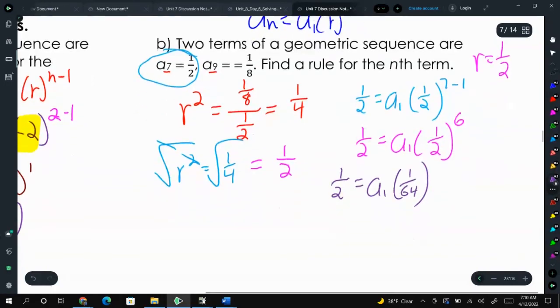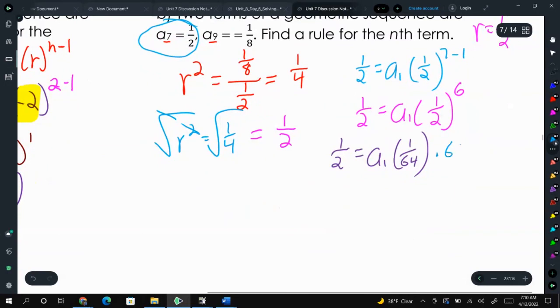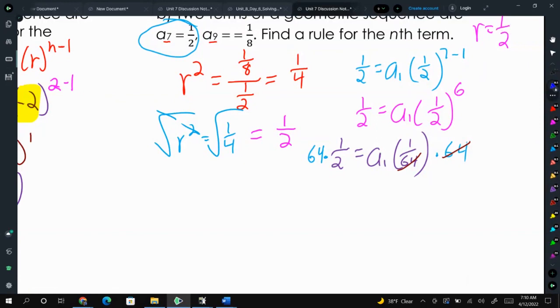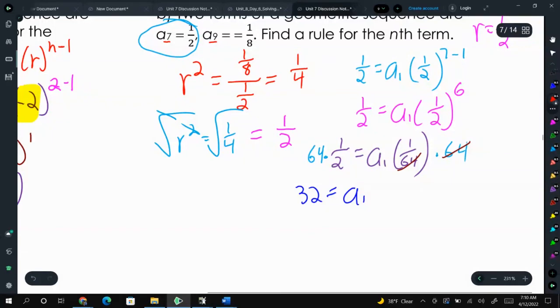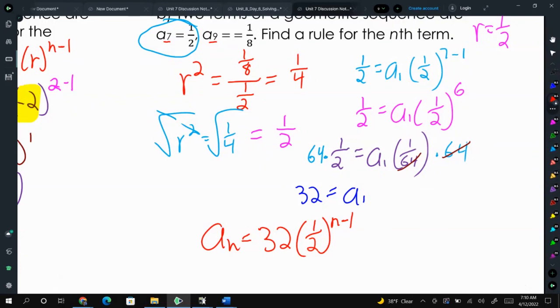Well, how do I get a sub 1 by itself? I multiply both sides by 64. These cancel, so I'm left with 64/2, which is 32. So 32 equals a sub 1. My formula is a sub n equals 32 times 1/2 raised to the n minus 1 power. You can go ahead and verify: plug in 9 for n, and you should get 1/8.